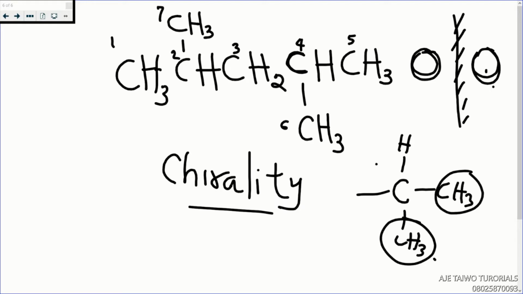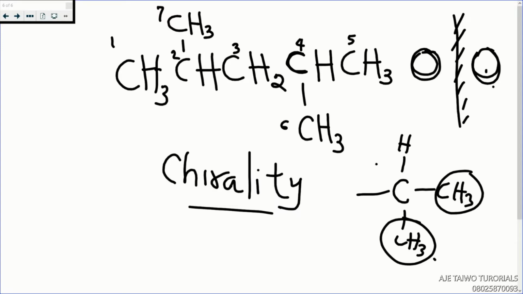You can overlap on each other. It can be superimposed on each other. But chirality in a molecule will result in non-superimposable mirror images. That means the images seen in the mirror will not be overlappable. They will not be able to overlap on each other. You cannot overlap them on each other. That's the meaning of non-superimposable.